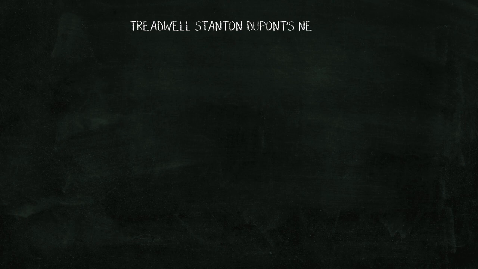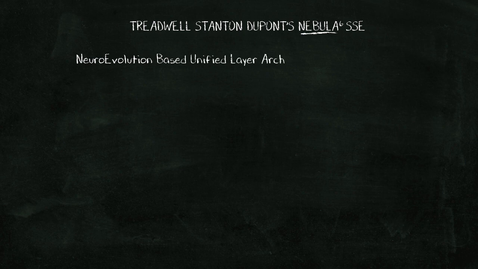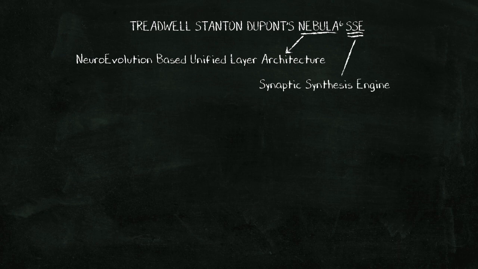Today, we're going to cover the neural network technology behind Treadwell Stanton DuPont's Nebula 6 SSE. Nebula stands for Neuroevolution-Based Unified Layer Architecture, and it is a 4D vectorial hypercube supercomputing neural network platform. SSE stands for Synaptic Synthesis Engine, and is what gives the neural network neuroplasticity, which we'll cover later on. The number 6 refers to the 6 modules that make up the neural network superstructure. We'll be covering each of these modules in later videos in this series.